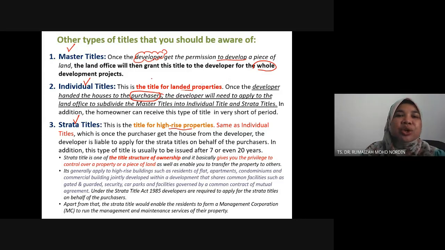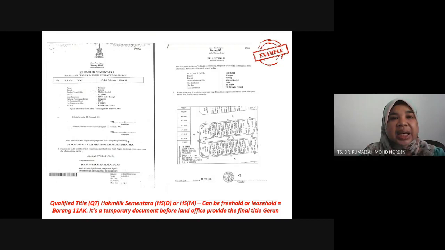Okay, so why do you need to have this individual title or strata title? It is actually the proof of ownership. Dan selain daripada tu, dia juga adalah untuk tujuan kalau kita nak buat proses penjual beli. Ya, so maknanya bukti bahawa that particular land is ours. Alright, so ini adalah contoh title.